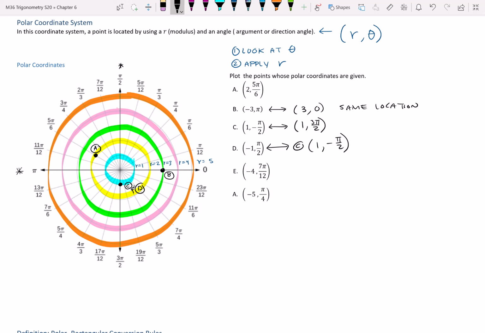And so here's 7π/12. And again, my r is not only 4, so we are going to be in the pink circle here, but it's negative, so I'm going to reflect it, and it's going to end up being at the same location as (4, 19π/12).